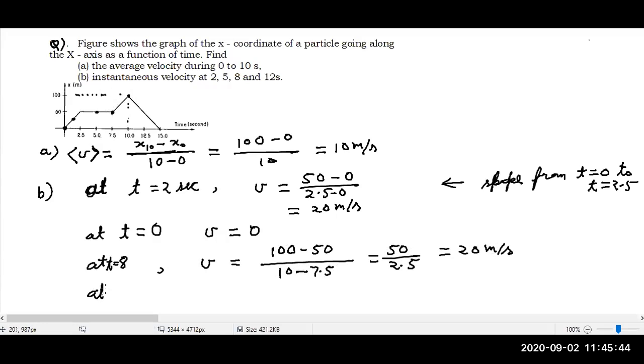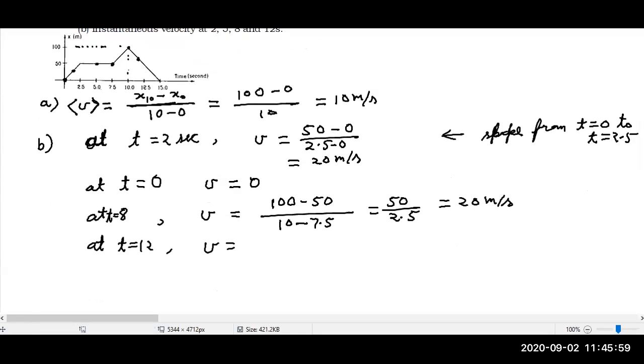Now at t equal to 12, 12 is lying in this region, somewhere here. So this part's slope we need to find. For that, what we are going to do is the change of position. Final position is 0 and initial is 100. So 0 minus 100, and the time has changed from 10 to 15. So 15 minus 10, that is 5. So minus 100 by 5. So minus 20 meter per second. So these are the velocities at different points of time given in the question.